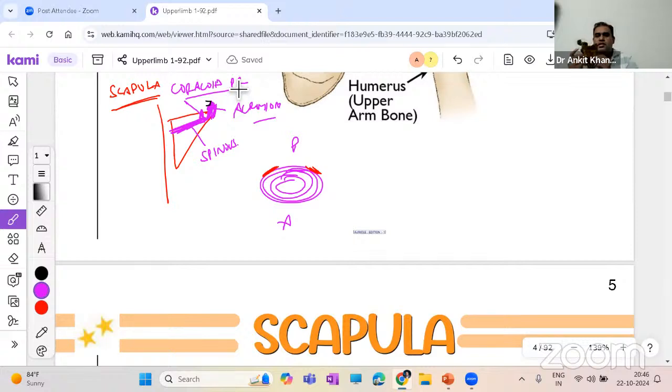Then he might ask you, okay, why? Then you will say, the glenoid cavity over here, where the head of humerus will come, is facing laterally. He will say, okay, good. Then you'll say, sir, the spinous process which is coming out is on the dorsal aspect of the scapula. It's okay, fine. And the coracoid is moving anteriorly.